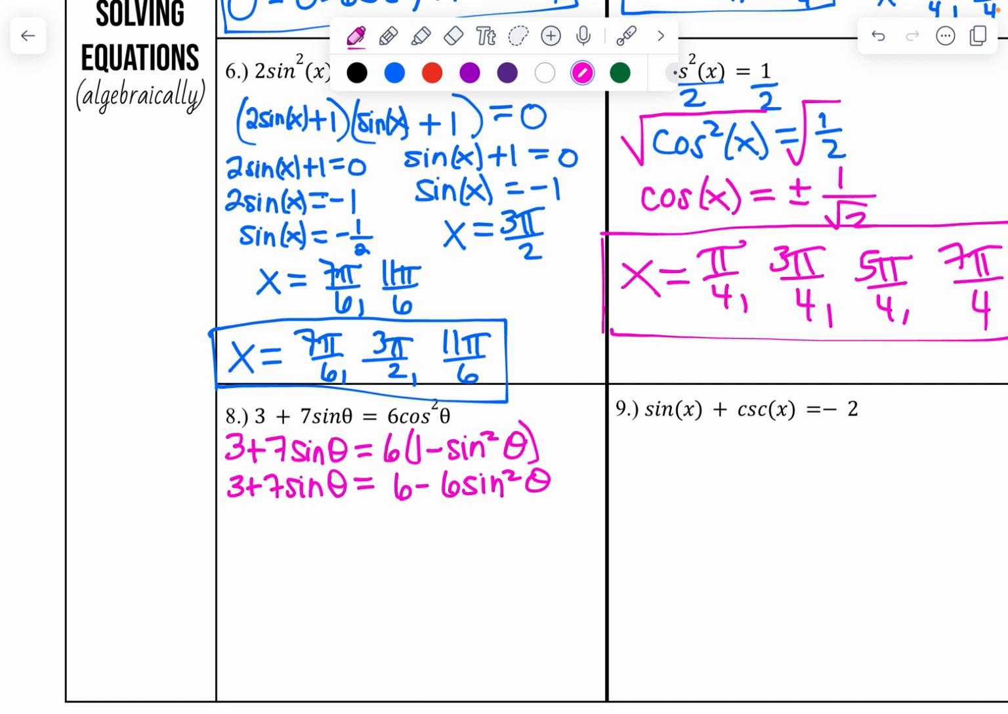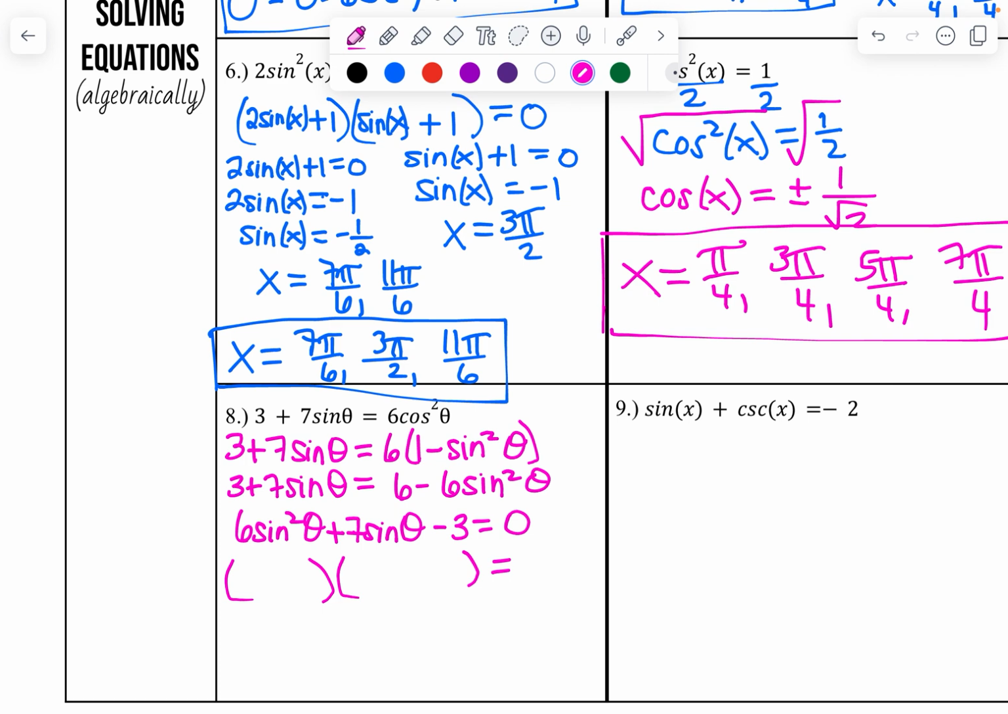And then I'm going to get everything on one side since it's quadratic, since we have the squared term, the linear term, and then the constants. So I'm going to move this over here and this over here so that leading coefficient's positive. I prefer that leading coefficient to always be positive if it can be. So positive 6 sine squared theta plus 7 sine theta. And then 3 minus 6 gives me -3 equals 0.